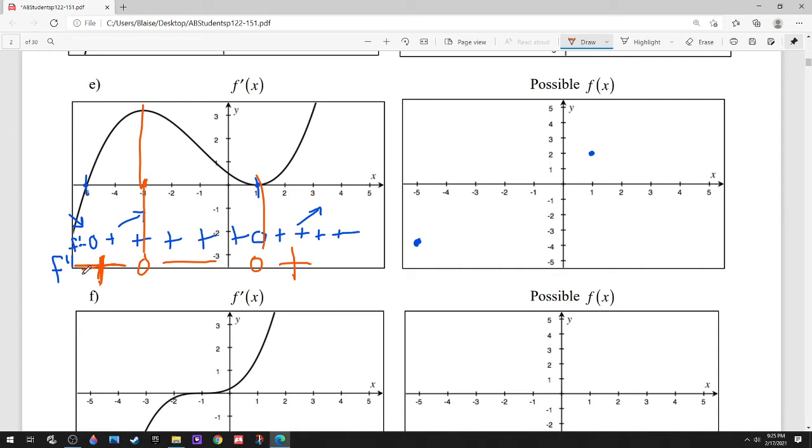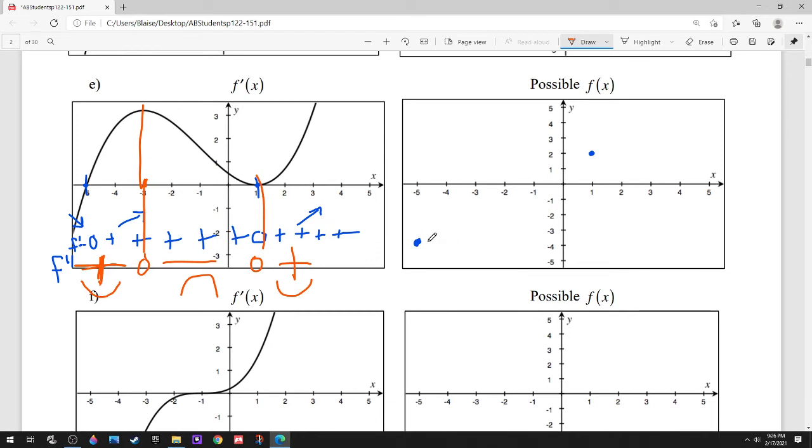So f double prime is positive, tells me happy face. F double prime is negative, tells me unhappy face. And then we got another happy face here. There's a way that concave up and down will always work. Concave up will always collect water in it, and concave down will always deflect water away from it.